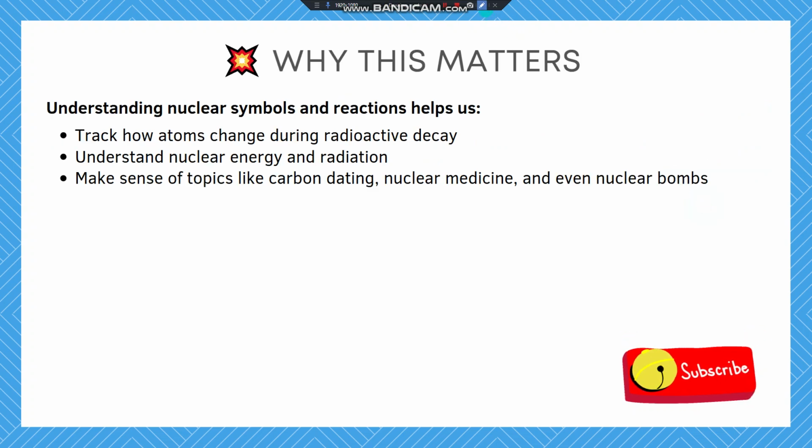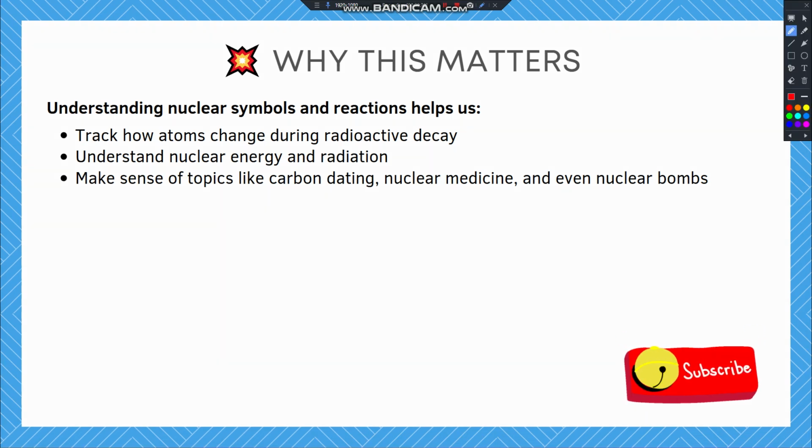So why does this matter? It matters because understanding nuclear symbols and reactions helps us to track how atoms change during a radioactive decay. It helps us understand nuclear energy and radiation, and it helps us to make sense out of topics like carbon dating, nuclear medicine, and even nuclear bombs.